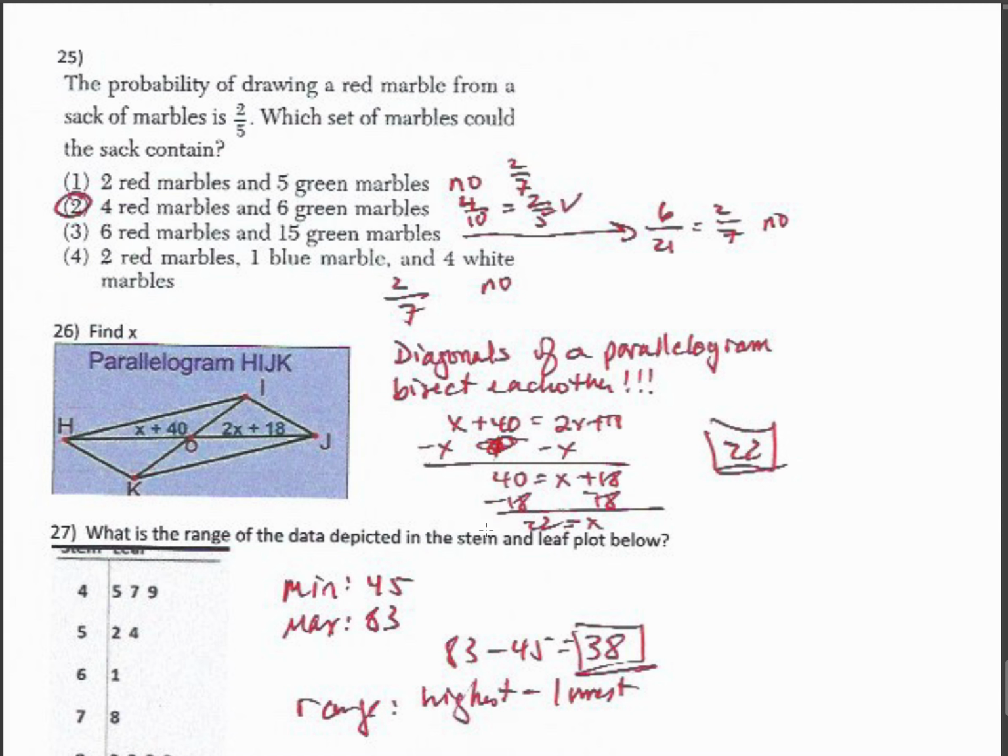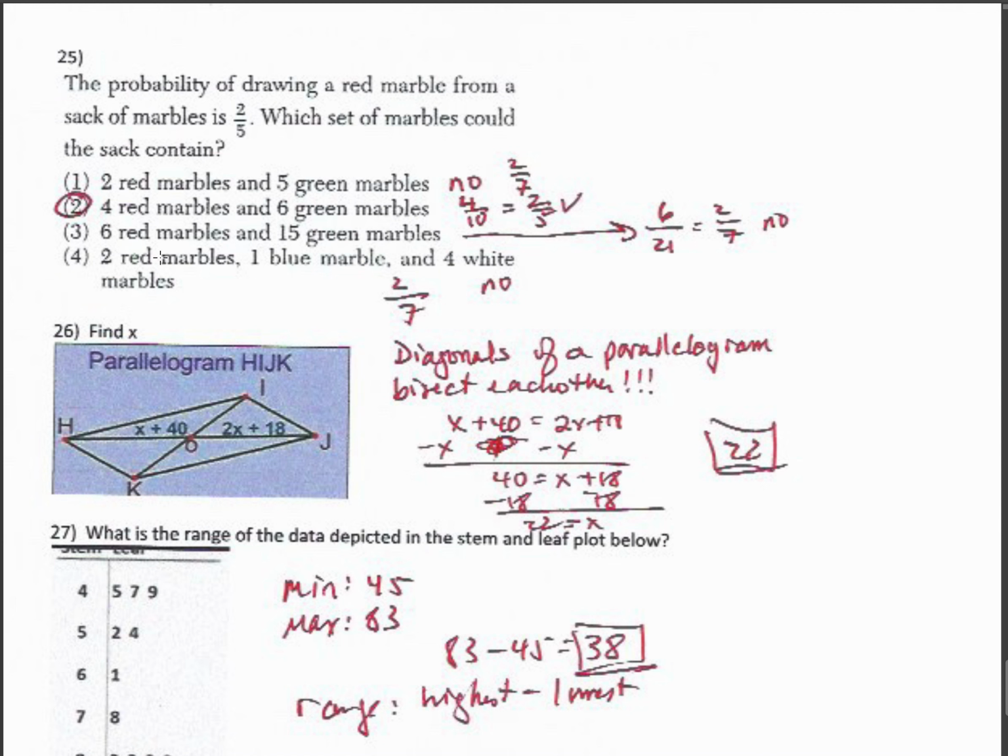Number 25, the probability of drawing a red marble from a sack of marbles is 2/5. Which set of marbles could the sack contain? Well, if I do the first one, 2 red and 5 green, that probability would be 2 out of 7. Number 2, 4 red and 6 green would be 4 out of 10. And 4 out of 10 does reduce to 2/5, so that's good. 3 doesn't work because it's 6 out of 21, right? If there's 6 red and 15 green, there's 21 altogether.